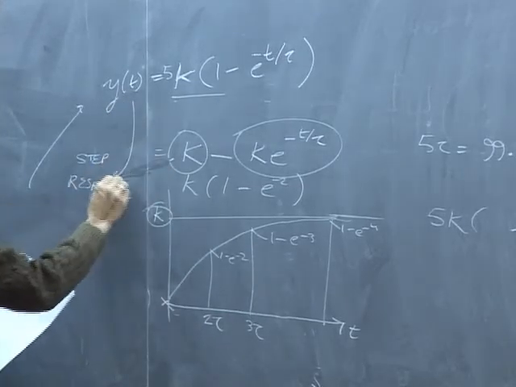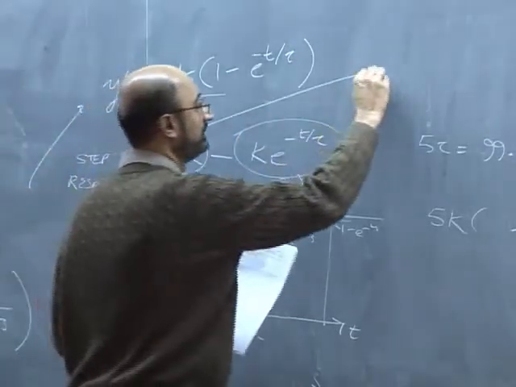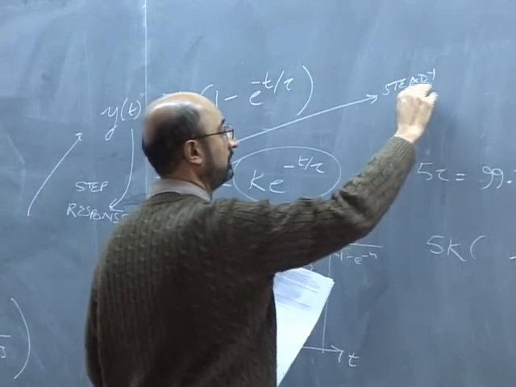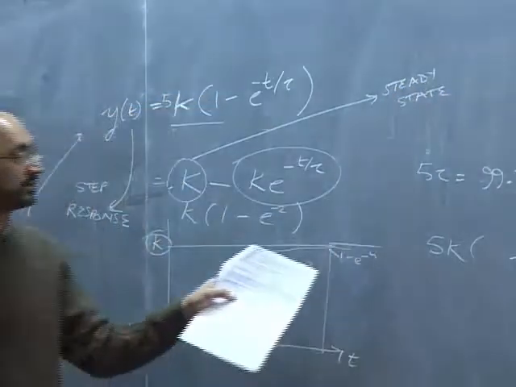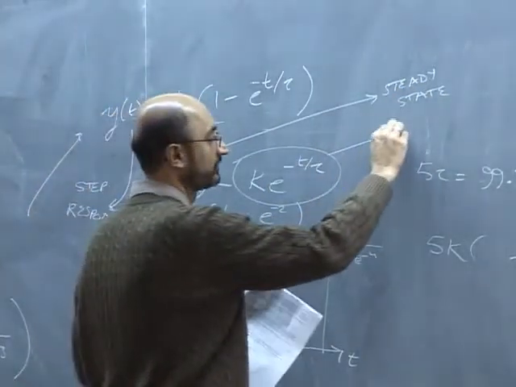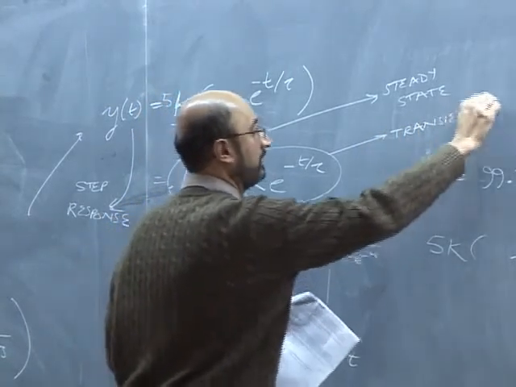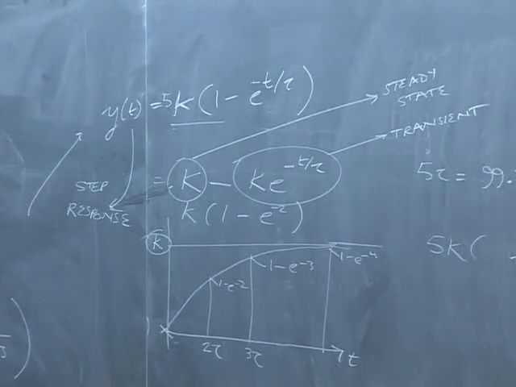This is the step response. This one is the steady state response, because that's what happens asymptotically, and this one is the transient response. This is what happens initially. The transient response decays, and after about 5 tau, you can say it's basically gone. It's kind of in the noise after that. We don't care.